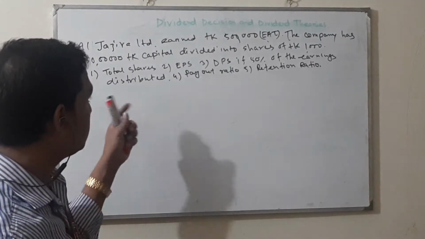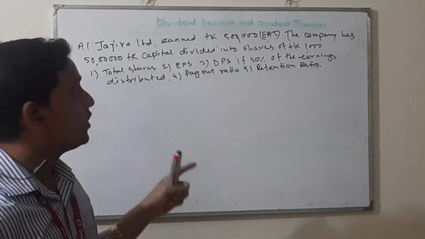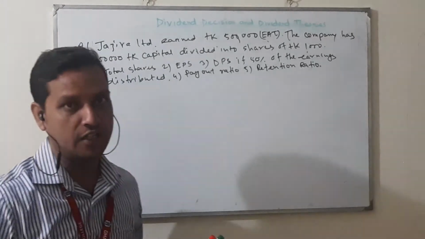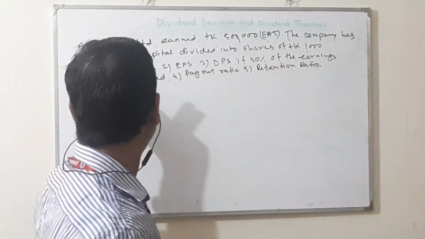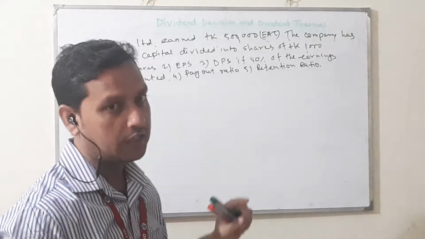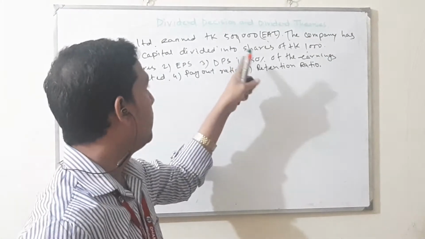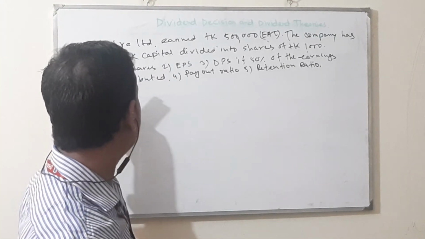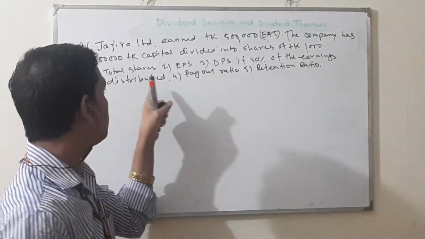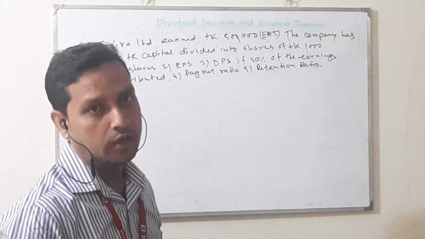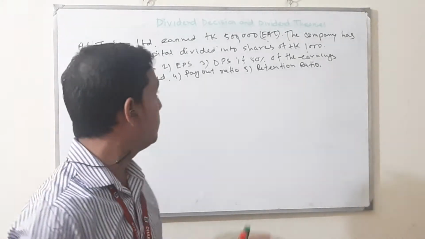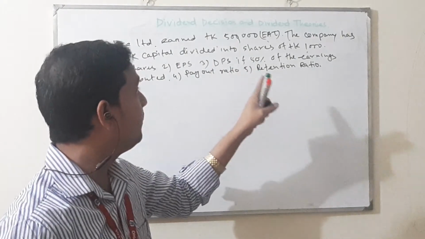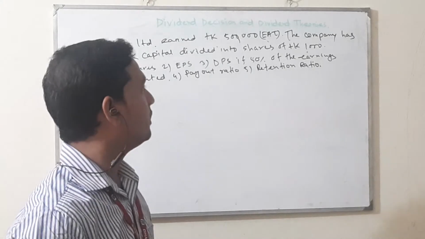Okay students, I repeat this question. Al Jazeera Limited earned taka 5 lakh, which is called EAT, I mean earning after tax. The company has taka 50 lakh capital, divided into shares of taka 1000 each. So we should bring out all of this. One is the total number of outstanding shares, 2 is EPS, earning per share, 3 is DPS.